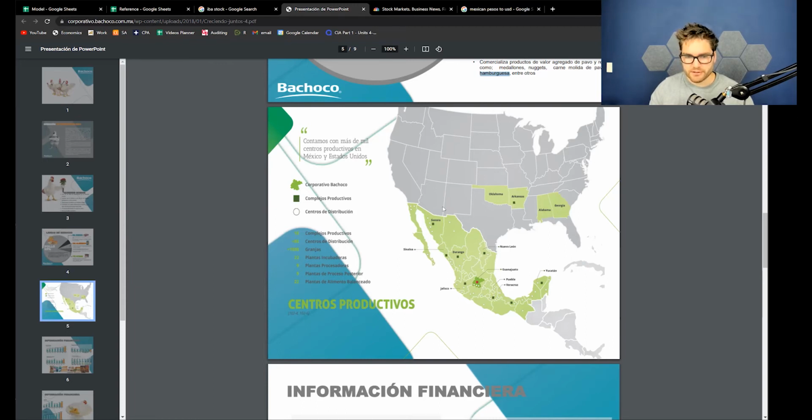You see these squares, so that's a production center, production center, production center. They are all over Mexico, and that has benefits. And these circles, these dots, are distribution centers. Now I don't see any in the United States, unfortunately, but they do have a production center in the United States in Arkansas.